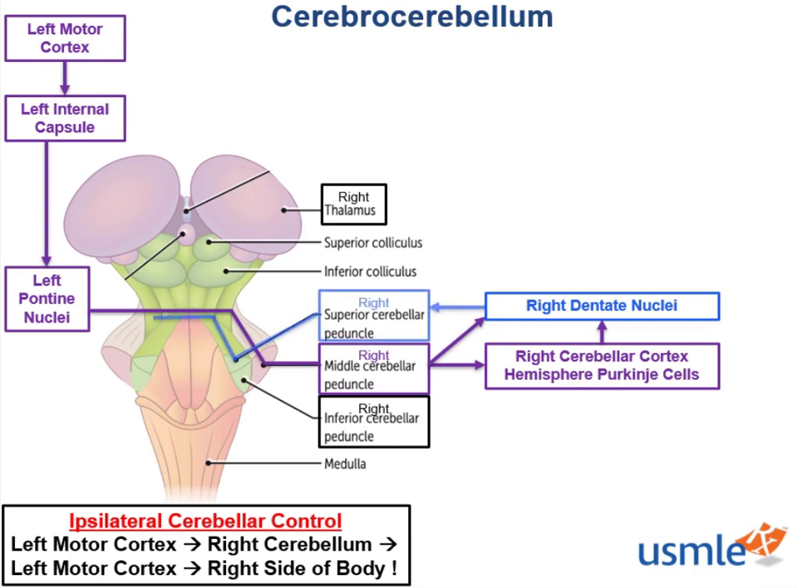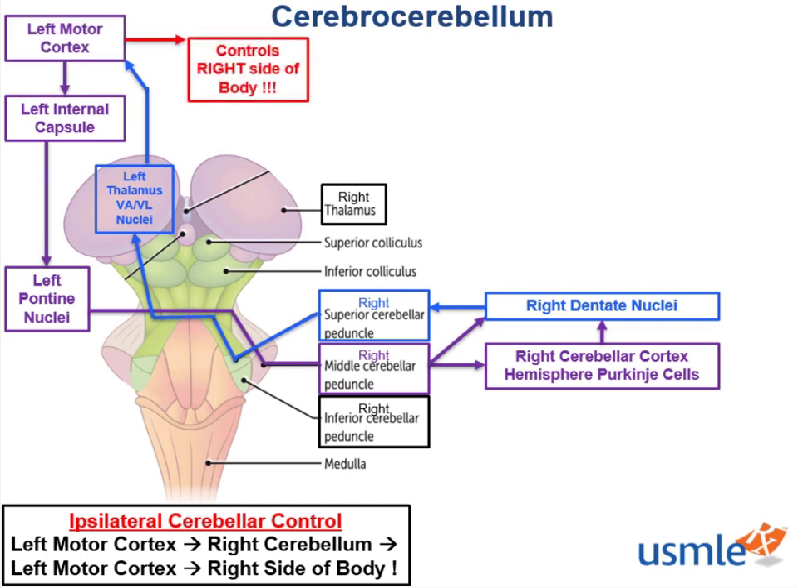The right dentate nuclei project via the right superior cerebellar peduncle to cross back over to the left side of the body to reach the left thalamus, specifically the VA-VL nuclei, that project back to the left motor cortex that controls the right side of the body. Now, you can appreciate the crossovers in this pathway that allow for the ipsilateral cerebellum to control the ipsilateral side of the body.